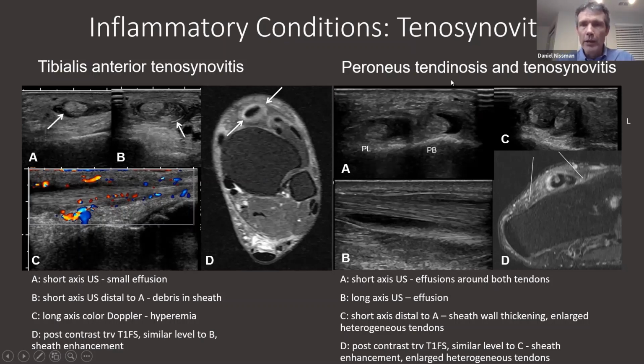Here's peroneus tendinosis and tenosynovitis, so they do travel together. Here we have peroneus longus and brevis. There's fluid in the sheath. Here we have very abnormal appearing tendons, slightly enlarged. So there's an element of tendinosis here for sure. Looks like there's sheath wall thickening. Here again, we have an effusion. And then here's an MRI, again showing enlarged abnormal appearing tendons, and then enhancement of the sheath.